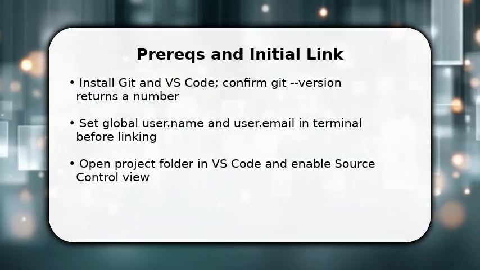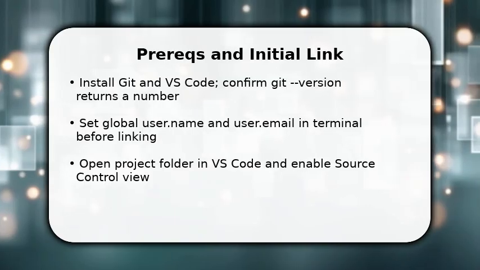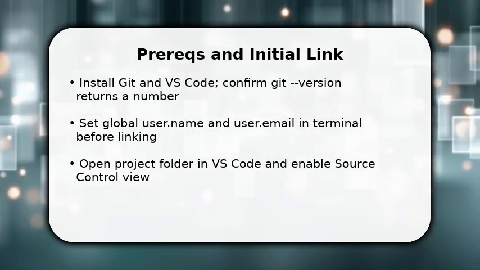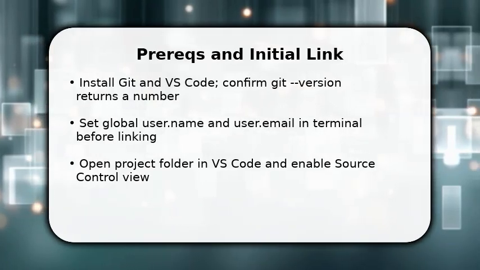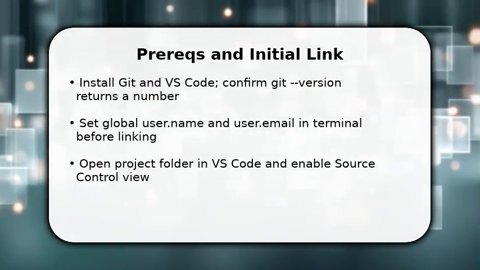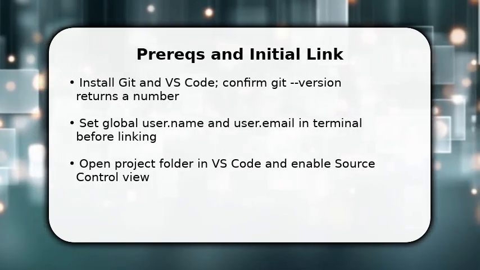You start by making sure Git is installed and configured, and VSCode is open to your project folder. This prevents permission or identity errors later. Once done, set git global user.name and user.email so commits have an author.